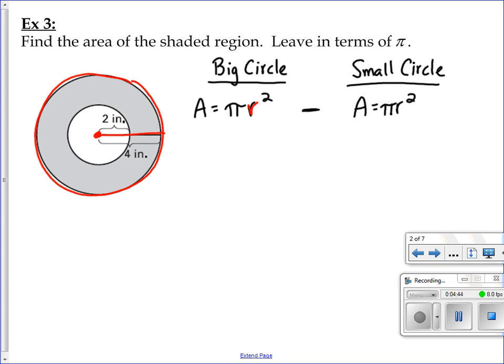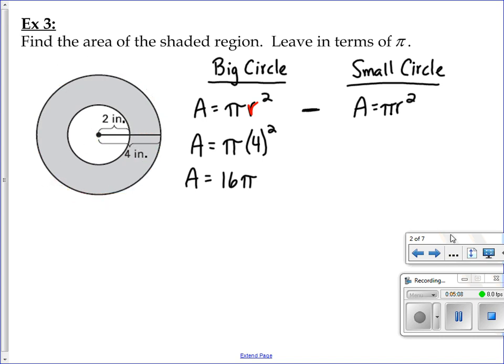Thank you. I just need the total radius of the big circle. So the total radius is 4. And since it says leave it in terms of pi, just square the 4, you get 16, and just put the pi next to it. All right, so that is my area for the big circle.